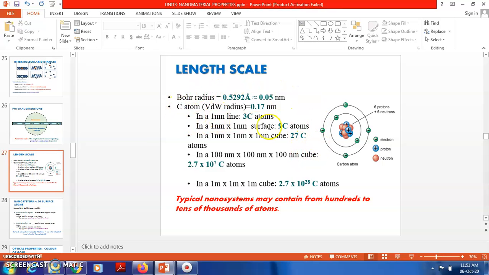Then a carbon atom is 0.17 nanometer. In 1 nanometer line, 3 carbon atoms will be there. In a 1 by 1 nanometer surface, 9 carbon atoms will be there. A 1 nanometer cube has 27 carbon atoms. A 100 nanometer cube has 2.7 into 10 power 7 carbon atoms. For 1 meter cube, 2.7 into 10 power 28 carbon atoms will be there. So this is defining the length scale.